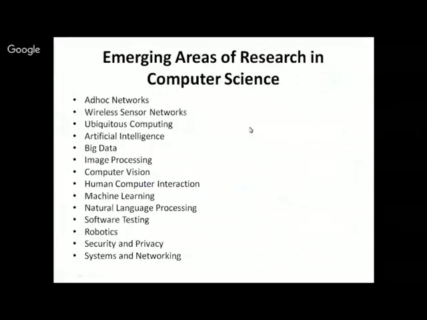So these are some of the emerging areas in the field of computer science. You can work on any of these areas. Likewise, ad hoc networks, you can work in this area. You can work in the field of wireless sensor networks, ubiquitous computing, artificial intelligence, big data, image processing, computer vision, human-computer interaction, natural language processing, software testing, robotics, security and privacy systems, and networking.